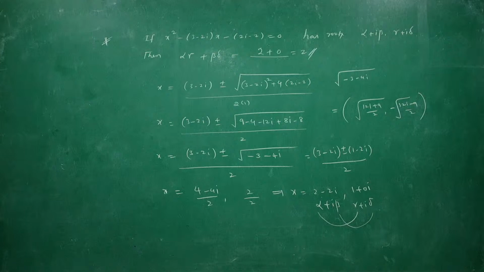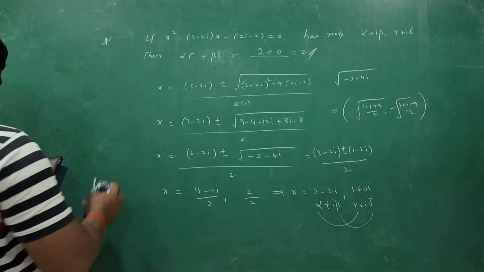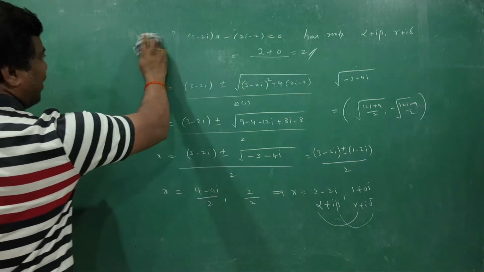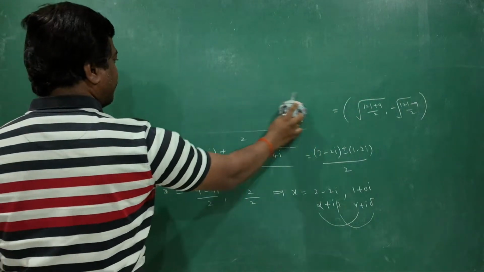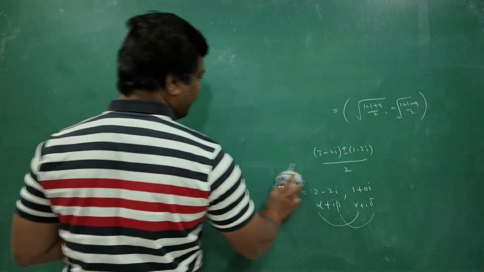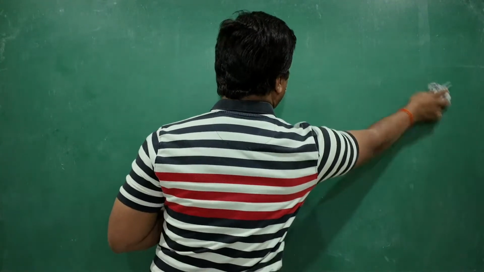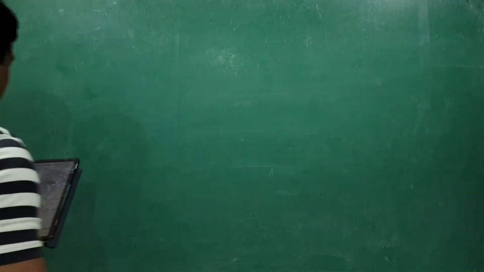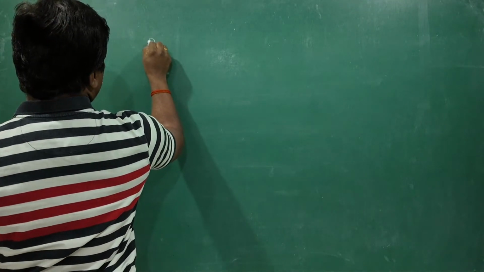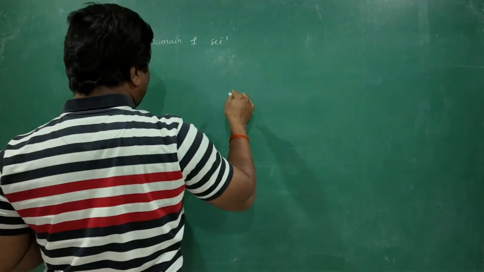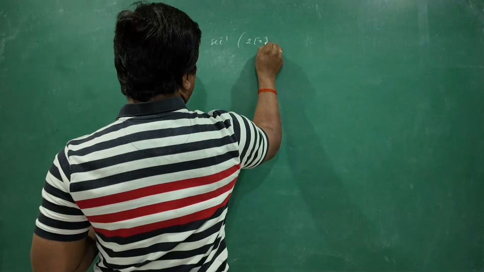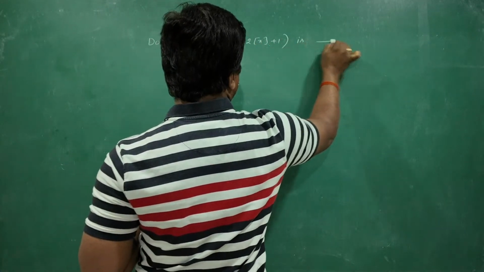Let us move to the next one. Problem from inverse trigonometry. Domain problem given. Secant inverse of 2 times of step x plus 1, that is the question. The question is domain of secant inverse of 2 times of step x plus 1 is. This is the question.